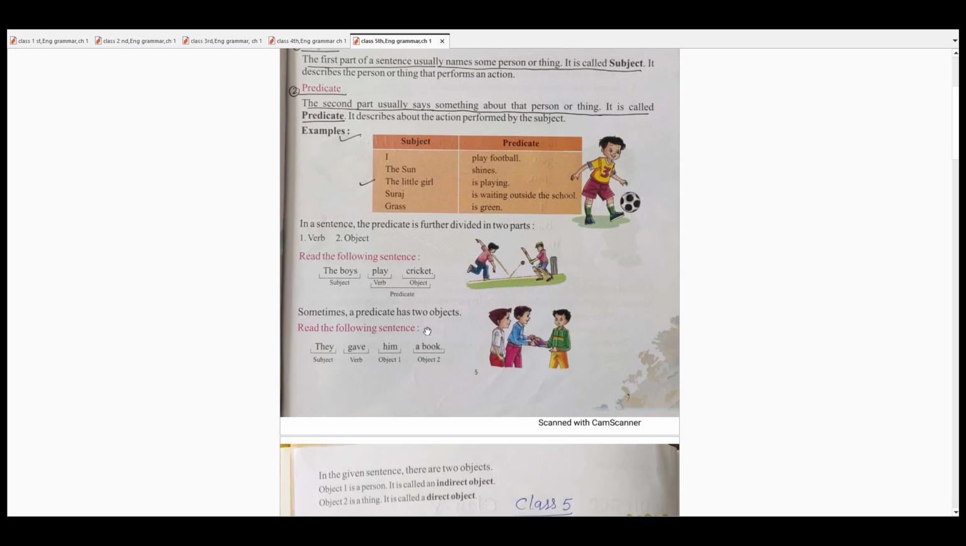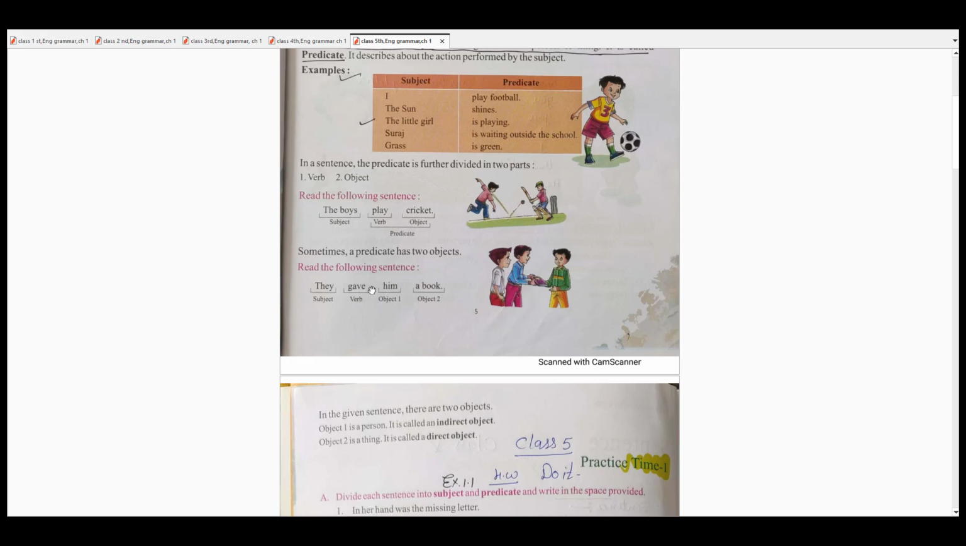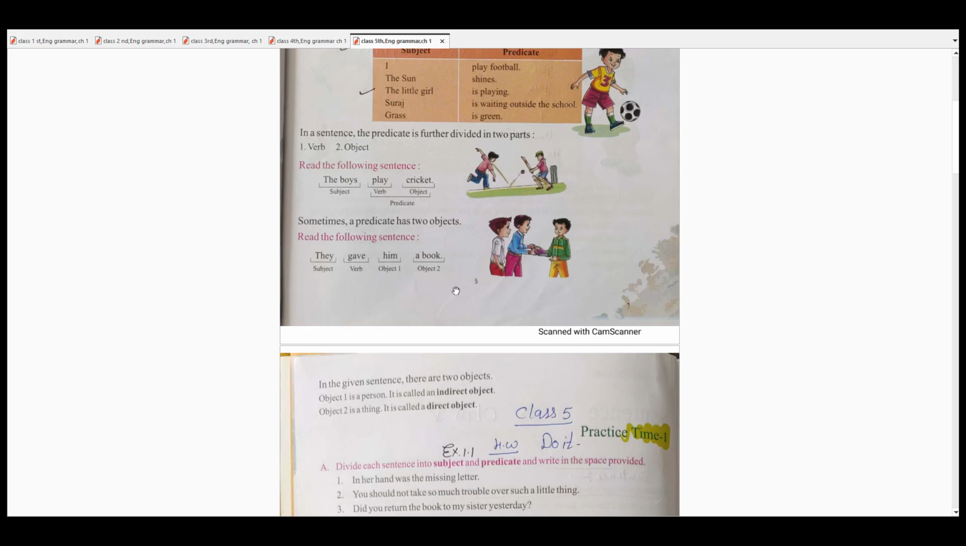Okay. Sometimes a predicate has two objects. Sometimes we have two objects as well. So let's take an example. They gave him a book. First, you need to understand what is subject and what is predicate. So the subject is who gave the book? They gave the book. What are they doing? They are giving the book to him.